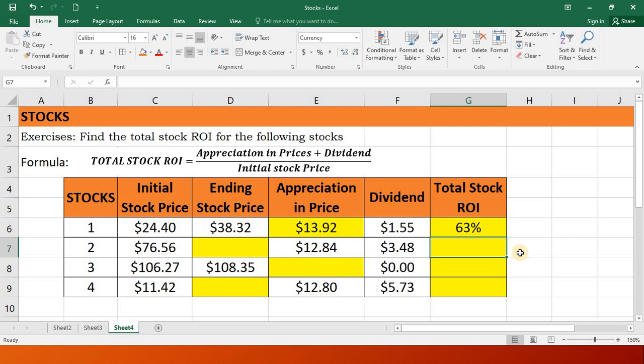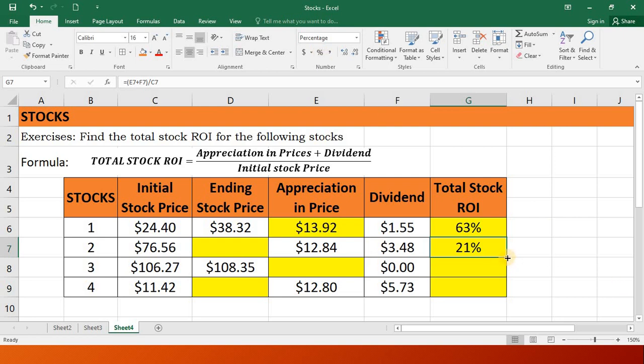Let's do that again for stock number 2. So let's compute for the total stock return on investment. Again, we do the same formula. This is equals. The numerator should be in grouping. So that's open parenthesis. Appreciation in prices, this is the cell. Plus the dividend, this is the cell. Now it should be in grouping, so that's a close parenthesis divided by the initial stock price, which is 76.56. Press enter, and we have a value of 0.21, but still this should be in percentage form.